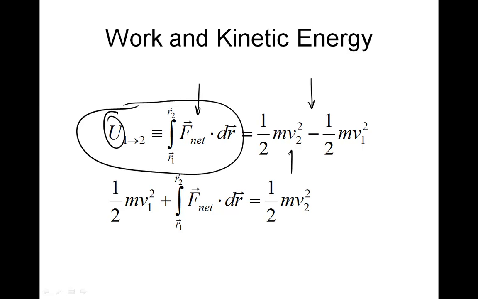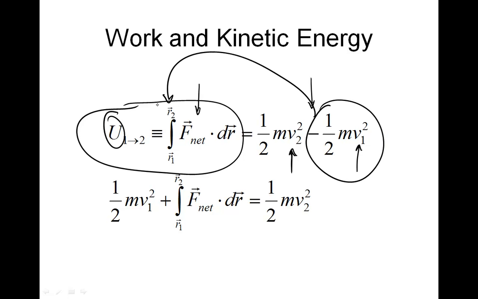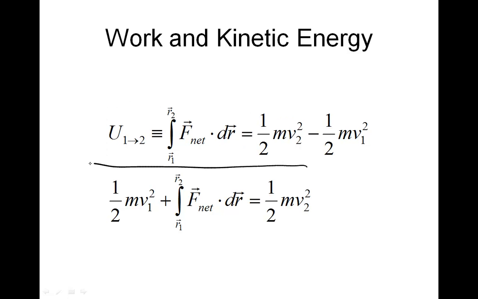So 1/2 mv2, this is the speed squared. Notice I say speed because the vector quantity has been dotted with itself. I'm only looking at magnitudes. So this is the speed squared at position 2, and this is the speed squared at position 1. And so what I can do is take this term right here, bring it to the left-hand side of the equation, and the work-energy theorem is right here.